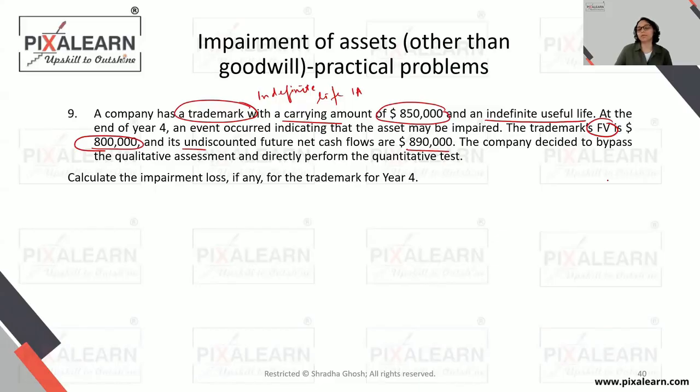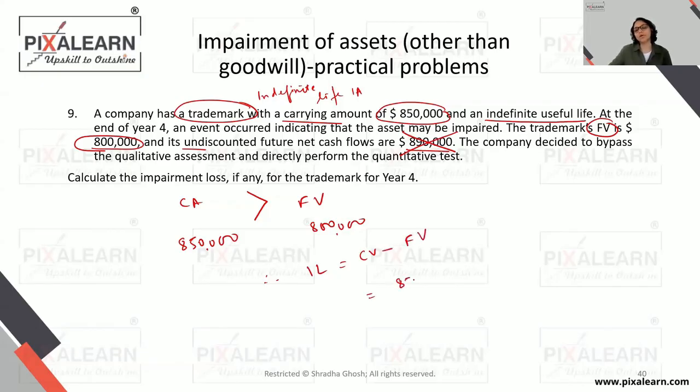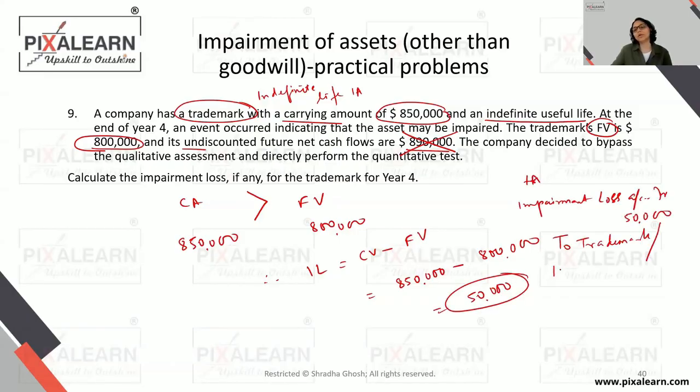Can you see? This is redundant information. It is an indefinite life intangible asset, so I'm not bothered with undiscounted cash flows. So is the asset impaired? The carrying amount is greater than my fair value. The carrying amount is 850. The fair value is 800. So there is an impairment loss which is equal to carrying value minus fair value, which is $850,000 minus $800,000, which is 50. Or you can book it to accumulated impairment on trademark of $50,000.